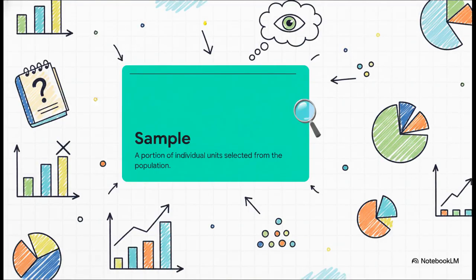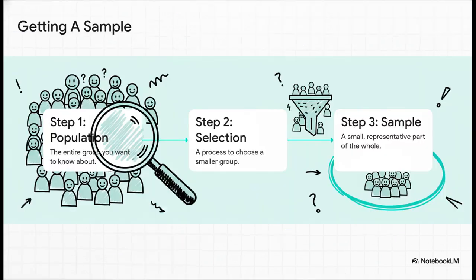But trying to talk to every single one of them, that's pretty much impossible. So what do researchers do? They take a small slice of that big group, and that's called a sample. The whole idea is that this little group can represent the whole population and give us a pretty good idea of what's going on.